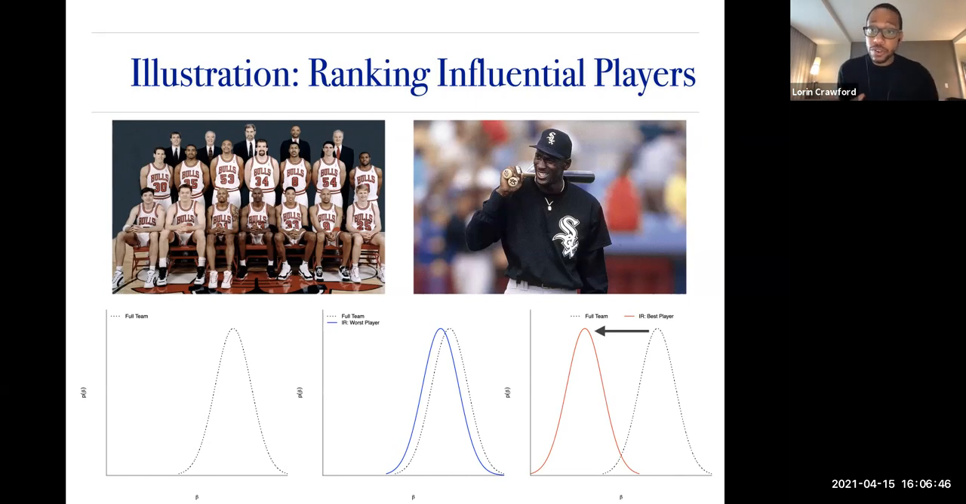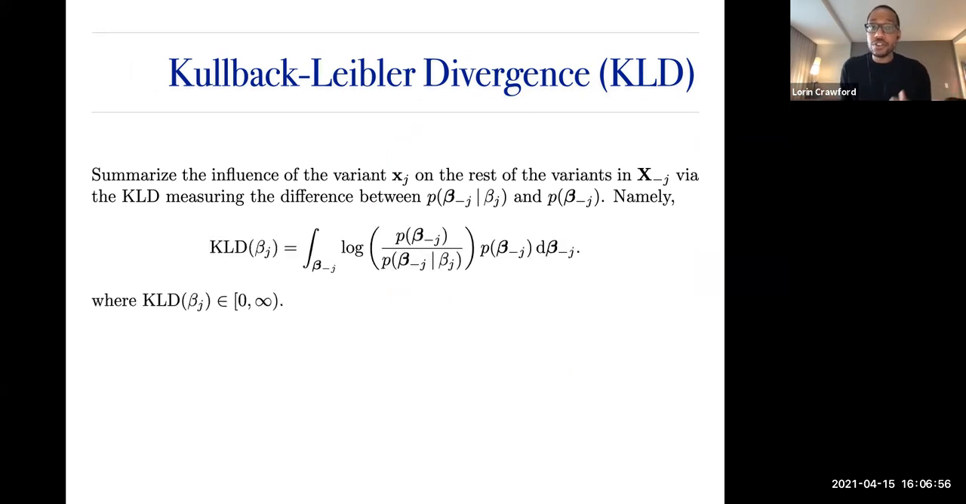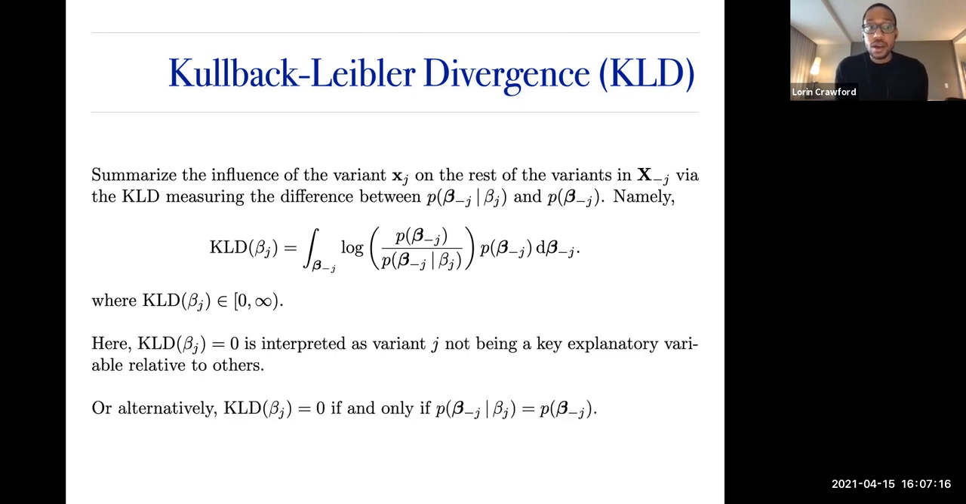Now we can quantify this via KL divergences, right? So here we can summarize the effect or the influence of every variant on the rest of them based on the KL divergence between the conditional distribution with that variable's effect being set to 0 and the marginal distribution with that variable's effect having been marginalized, right? And so the KL divergence is interpreted as being 0. That basically means variant J is not a key explanatory variable relative to the others, right? My information is still there. Alternatively, the KL divergence is 0 if and only if that conditional and that marginalized distributions are exactly the same, okay?